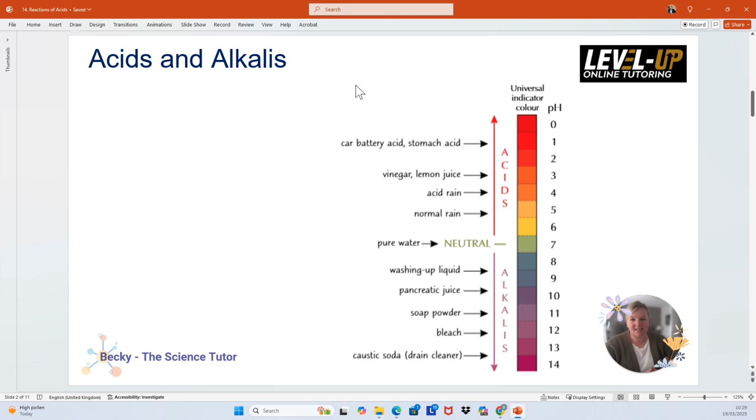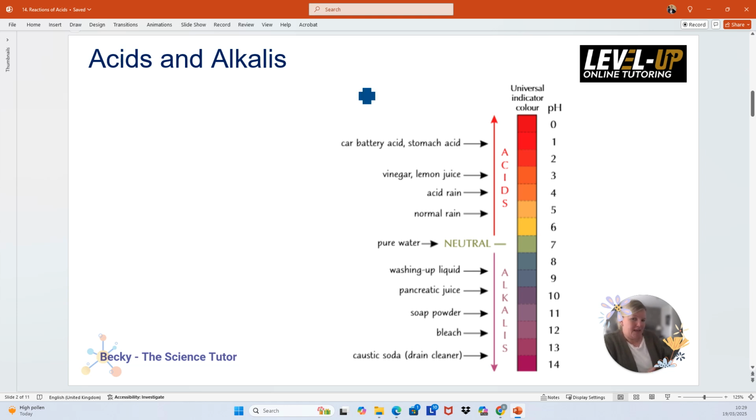Okay, so to get us started, let's have a very quick recap of acids and alkalis. What is it that makes an acid acidic? What is it that makes an alkali alkali? So you're probably really familiar with the pH scale. And in terms of our acids, the pH of acids ranges from 0 to 6. A neutral solution has a pH of 7, and then from 8 up to 14 we're looking at alkalis. And on this little scale here you can see some examples of those acids and alkalis.